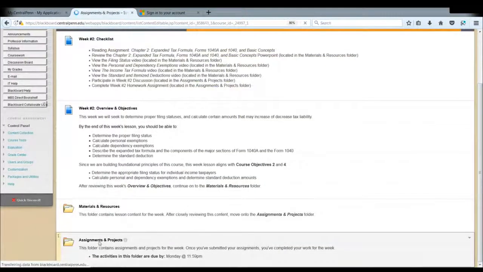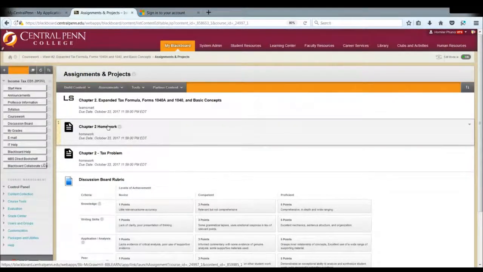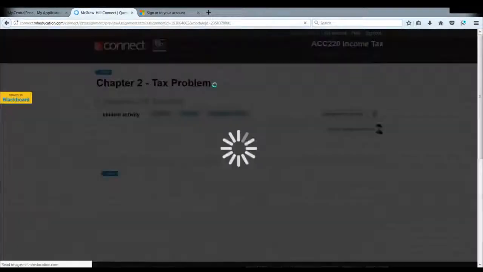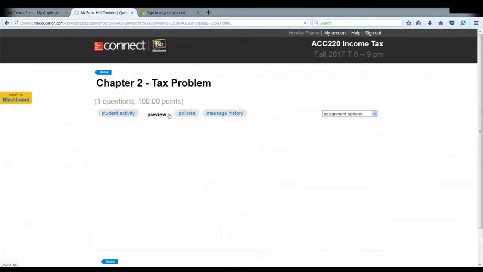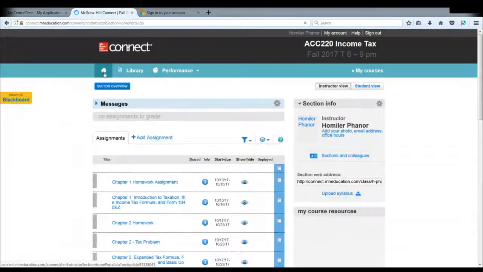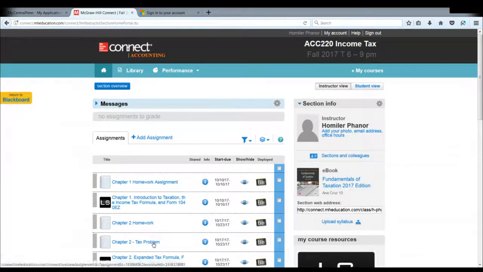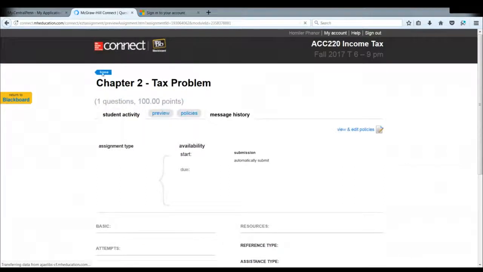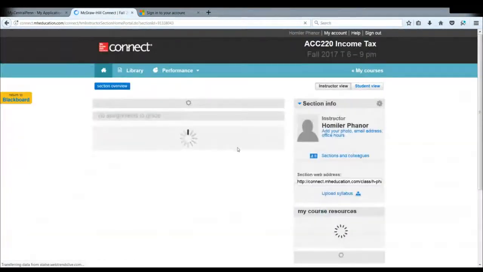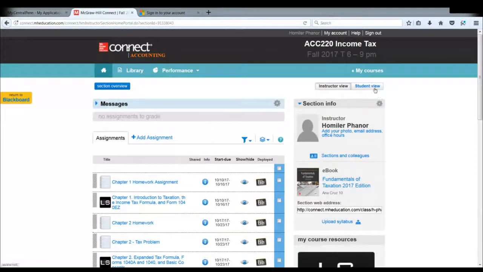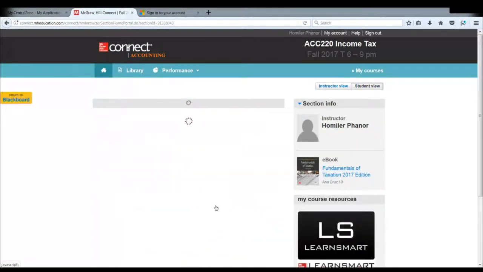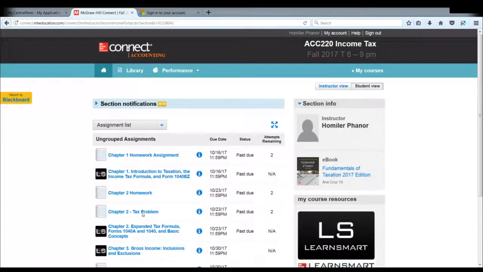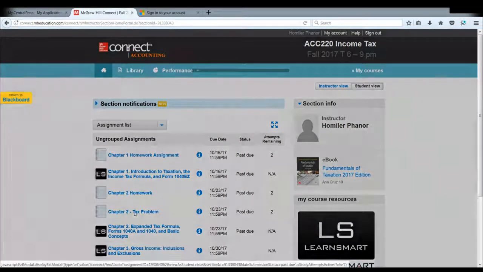Okay, under our assignments and projects, and under tax problem. So that's the one that we're referencing right now. And it's going to give me a thought process here. No, actually, I'm going to go home. Going home, then I'm going to go to the thing that says, I'm sorry, before I do that, I want to be in the student view. And I'm going to go to tax problem.